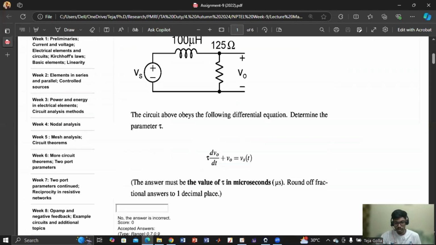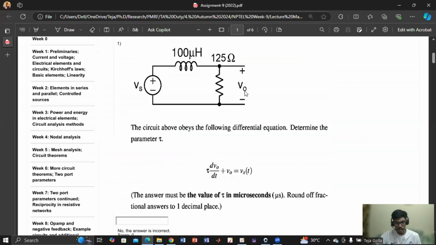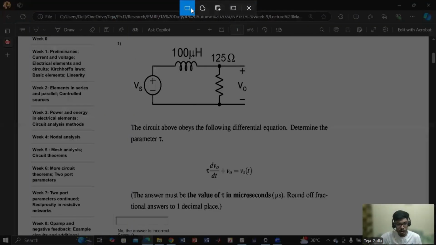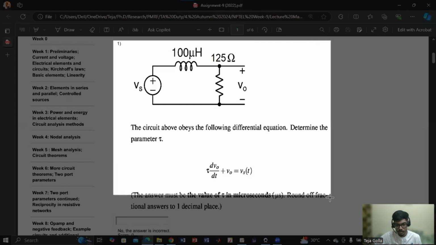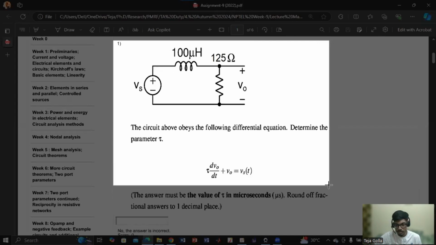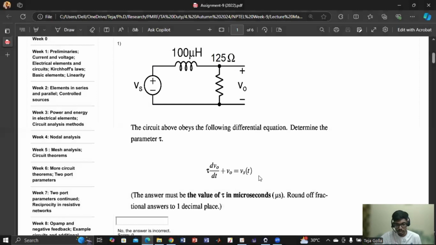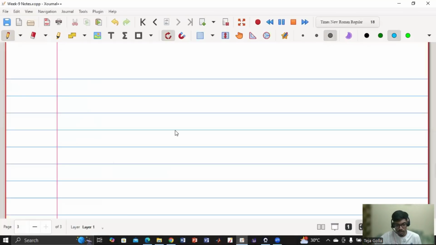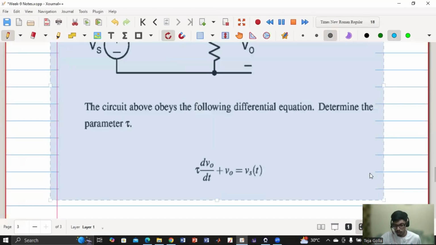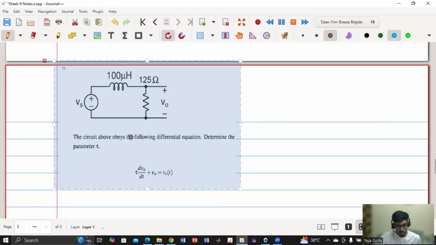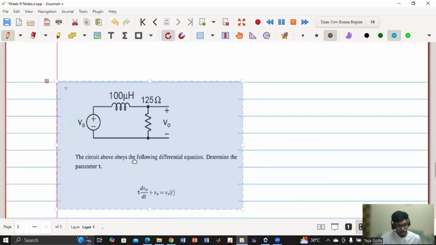So in this question, they have given a circuit and they are asking what is the value of tau. So anyone, how to find tau in this question? Actually, L by R. Yes, L by R. So let us do it. So this is our problem one. The first problem is simple and straightforward.